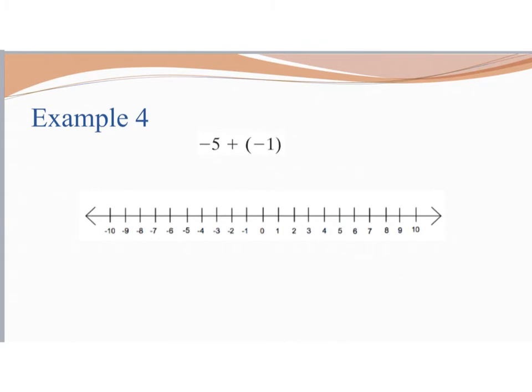Okay, now this problem here looks a little different because I'm adding 2 negative numbers, but my process will still be the same. So I'm going to start out plotting my -5. Again, here's 0. So I'm going to go 5 units to the left. And because I'm going to be adding a negative, I'm going to move my cursor 1 unit to the left because it's getting more negative. So once I move 1 unit to the left, I'm now at -6. So that means -5 plus a -1 equals a -6.